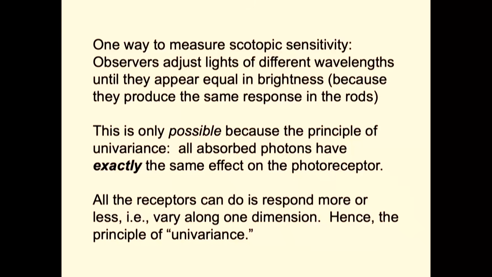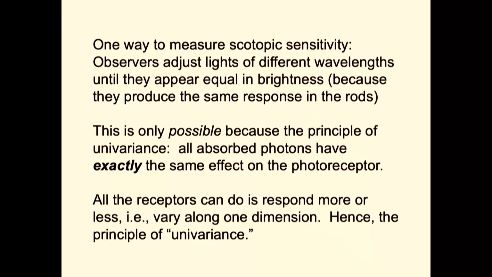Okay? And this is possible because of this thing that we talked about a little while ago called the principle of univariance. Right? So once photons are absorbed, they have exactly the same effect on the photoreceptor. Okay? So the only thing that really determines the response of the photoreceptor is whether the photons get absorbed or not. Some types of photons are more likely to get absorbed, and that means they give you a bigger response. Okay? So all the receptors can do is respond more or less. So they vary along one dimension. And so that's why it's called the principle of univariance, right? So it just goes up or down. Okay.